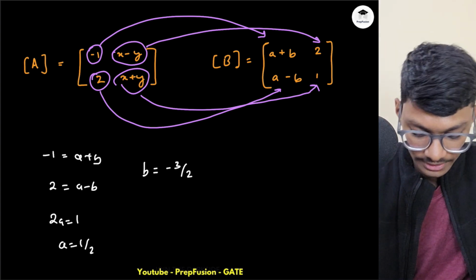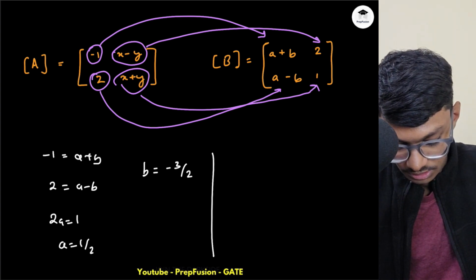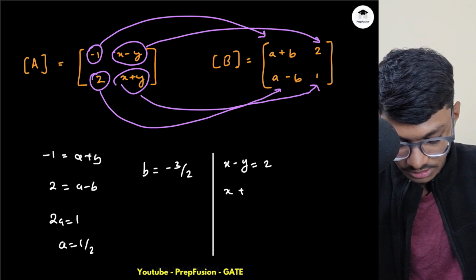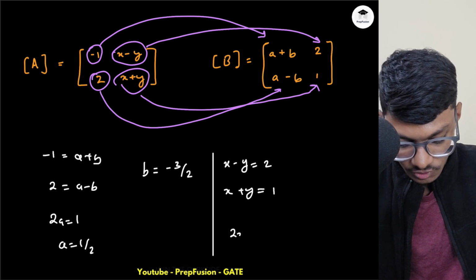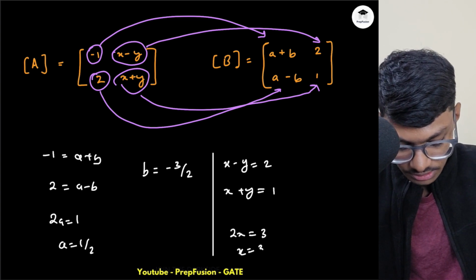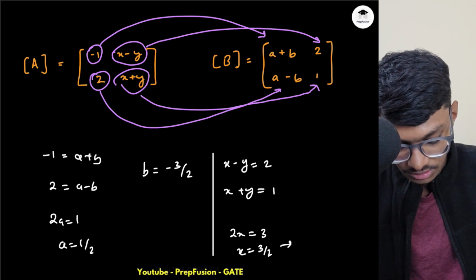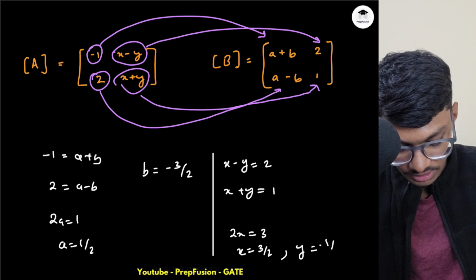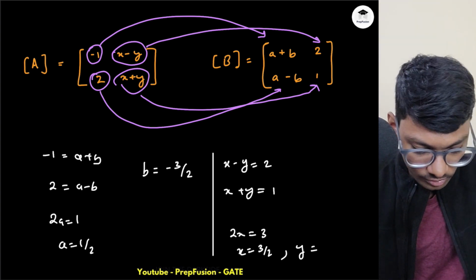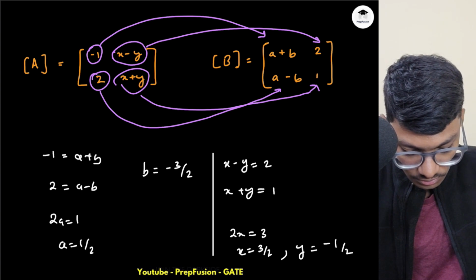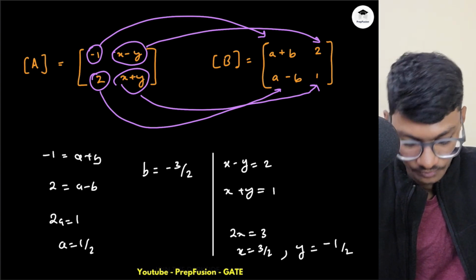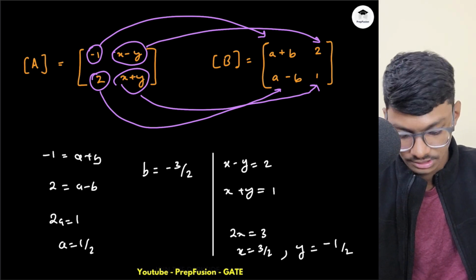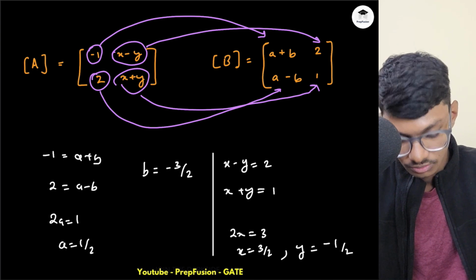Now what about x and y? This was the first part, let's solve the second. x minus y equals 2 and x plus y equals 1. So again 2x equals 3, x equals 3 by 2, and hence y will be equal to, not 1 by 2, minus 1 by 2 this time. So this will be my x and y. These are pretty simple and basic. So let's go to the next question.